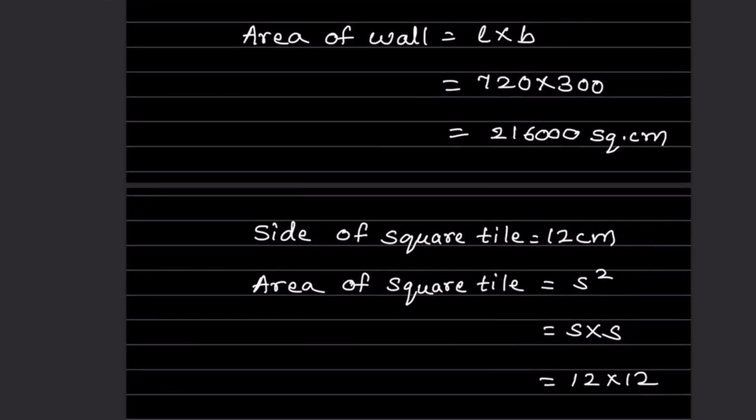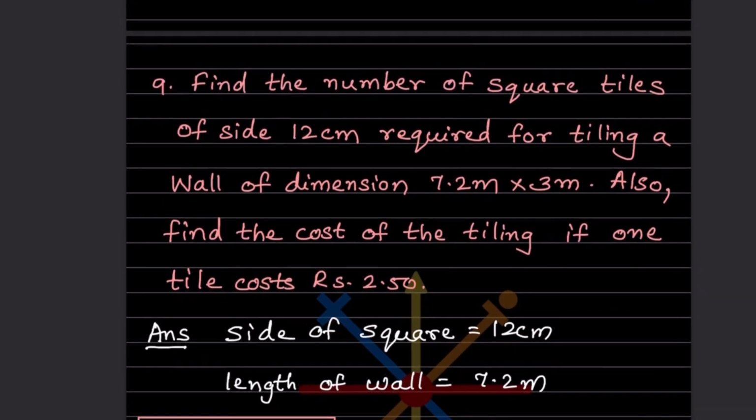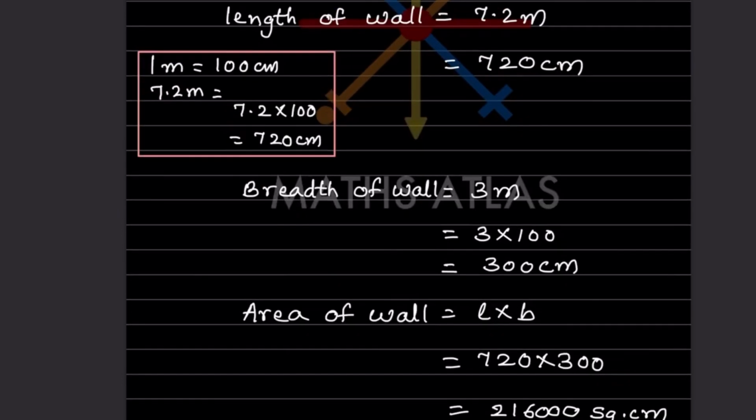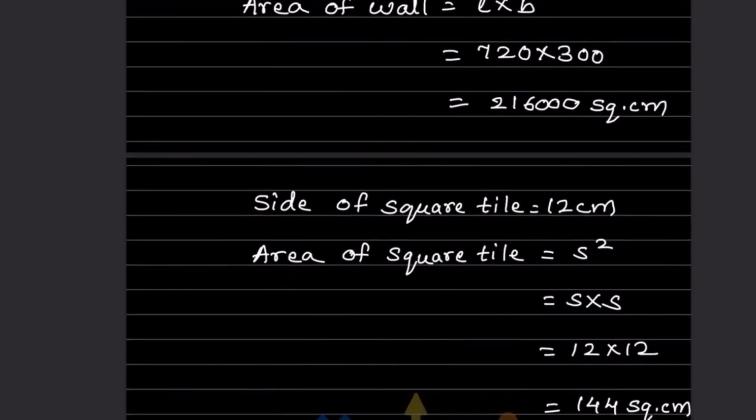Now what did he say here? The side of square tile is given as 12 centimeter, which is the tile for the wall. For the wall you need the tiles. So this is a square tile and this is 12 centimeter. First thing again you have to find out the area of the square tile. Here the side is given. The area of square is side square, so we can split this into S into S. This is given as 12, so you put here 12 and here 12. That will be 144 square centimeter.